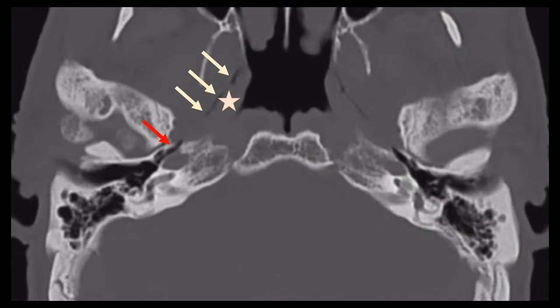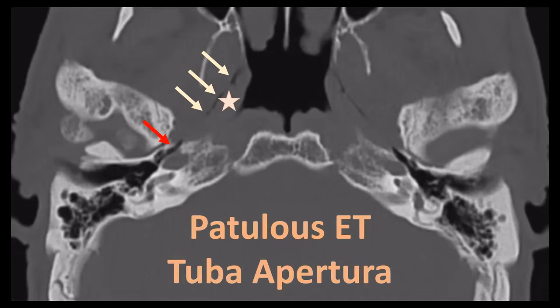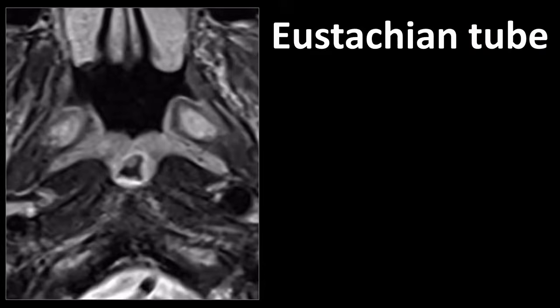That's not normal. You shouldn't be able to see air in the cartilaginous part of the Eustachian tube on a CT image. This is called a tuba apertura or a patulous Eustachian tube. It's basically a dysfunctional Eustachian tube, and it's continuously a bit open, which is why we are able to see this streak of air lining its lumen, making its lumen visible. Normally, that's not the case.